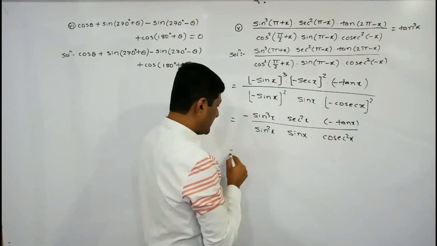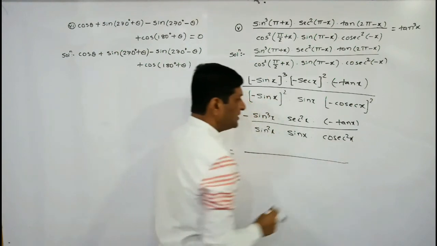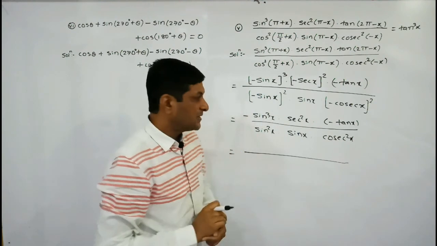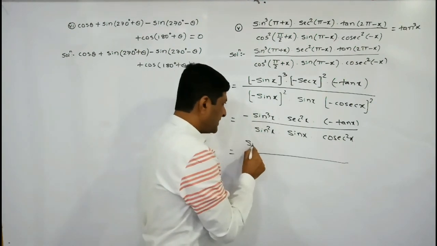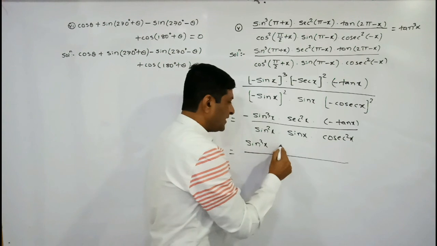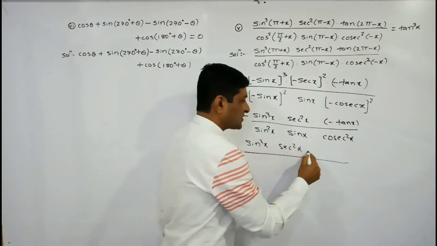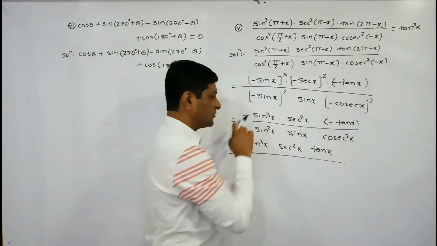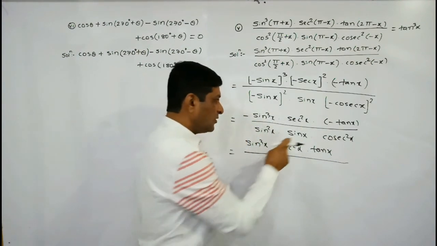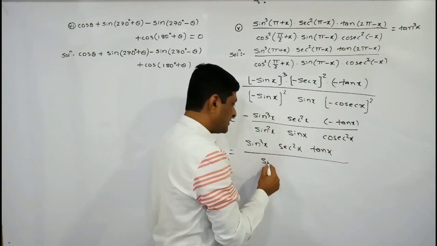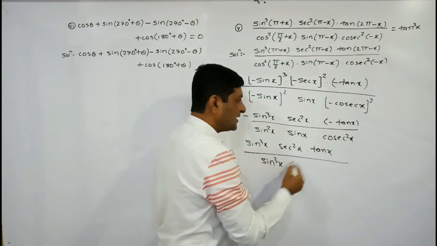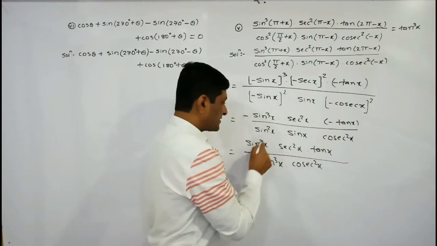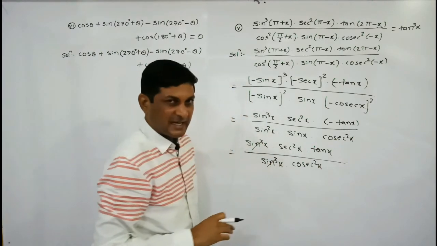So which is equal to, now here in the numerator, minus into this minus will become plus. So write down the remaining terms: sine cube x into sec square x into tan x. Just simply we have taken the multiplication of sine. Minus into minus will become plus. In the denominator, sine x into sine square x will be equal to sine cube x into cosec square x. Now here sine cube x and sine cube x will get cancelled.